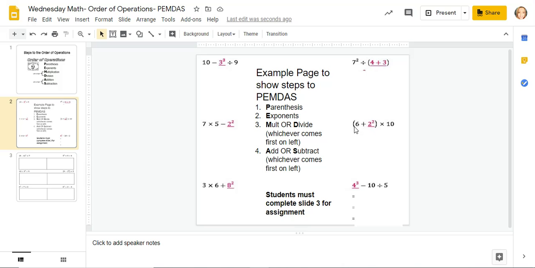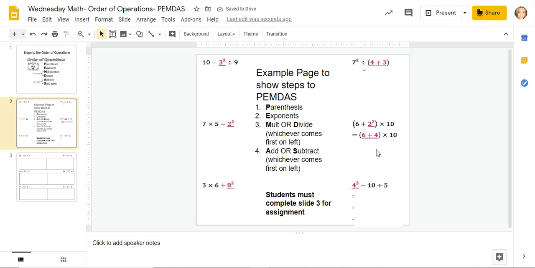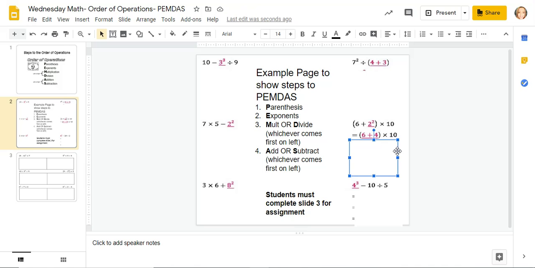We have to do this next before the multiplying. Why? Because it's in the parentheses, right? So 6 plus 4 is 10, right? And now we're just left with 10 times 10. Oh wait, 6 plus 4, and that is 10. And then we have 10 times 10, which we should know is 100.